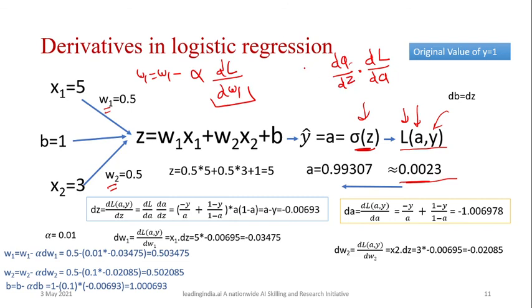Getting? Now you will compute dz upon dw1. So with the chain rule, you are able to compute dl upon dw1, because L is a function of A, A is a function of Z, and Z is a function of W1. So finally, you will get dl upon dw1, and with this value, you are going to modify the W1 value. Similarly, you will go for the W2 value, and you are able to modify W1 and W2 values.